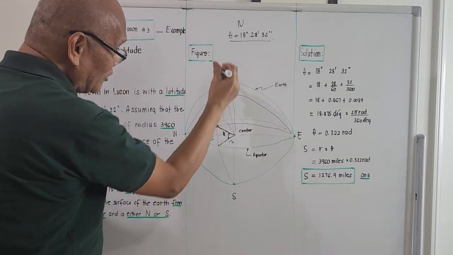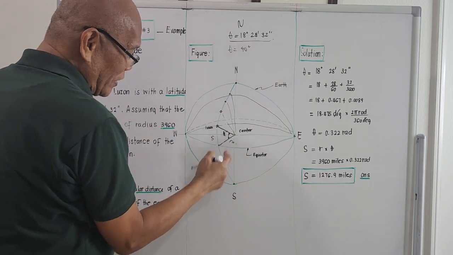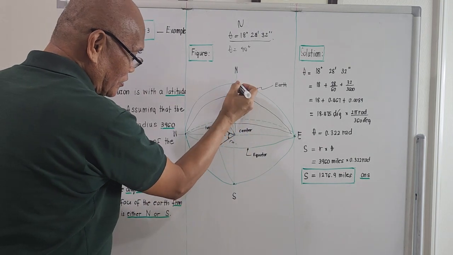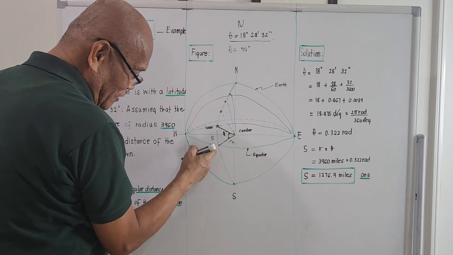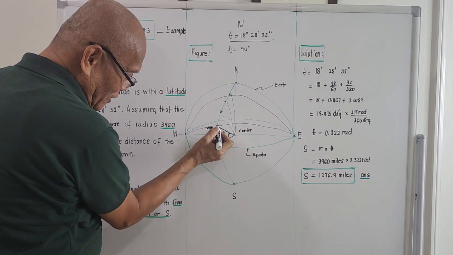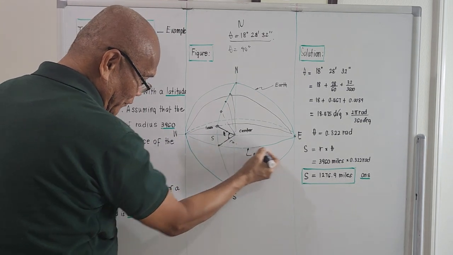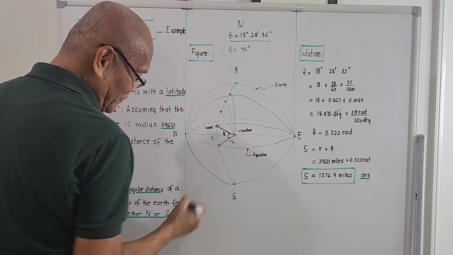The maximum value of theta is 90 degrees. Where is the town if the value of theta is 90 degrees? It is at the North Pole. Theta will be 90 degrees, right? But if theta is only around 18 degrees, the location of the town is very near the equator. This is the equator, right? So this is the center of the Earth.